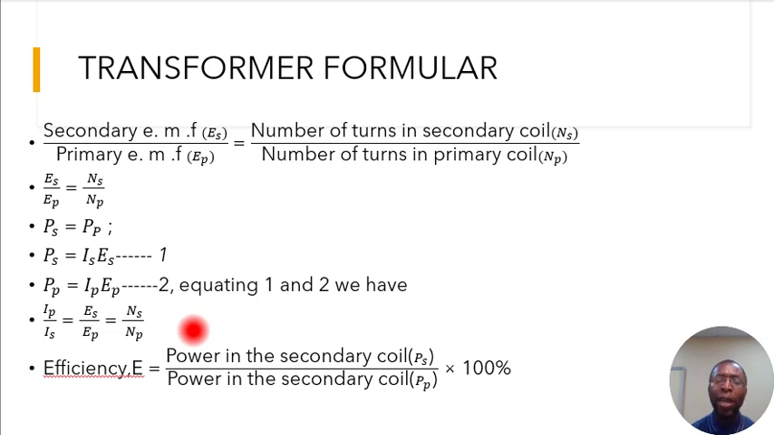Sometimes you may be asked to find the efficiency of the transformer. Efficiency by formula is the ratio of the power in the secondary coil to that of the power in the primary coil, multiplied by 100%. Okay, so now let's go on to see an example on this.